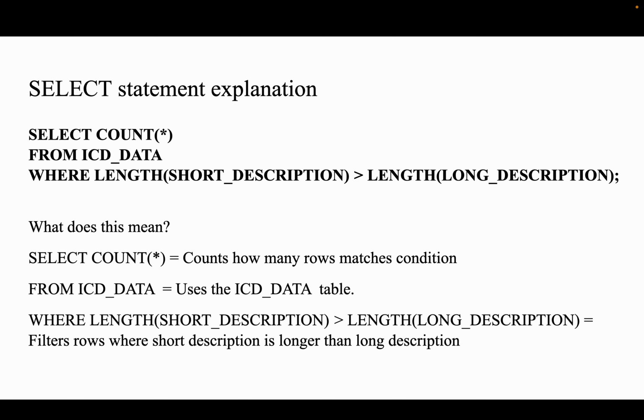We are looking specifically for the length where the short description is longer than the long description. Basically, we're comparing lengths. So, yeah, it filters the rows where the short description is longer than the long description. The greater sign operator basically explains that.